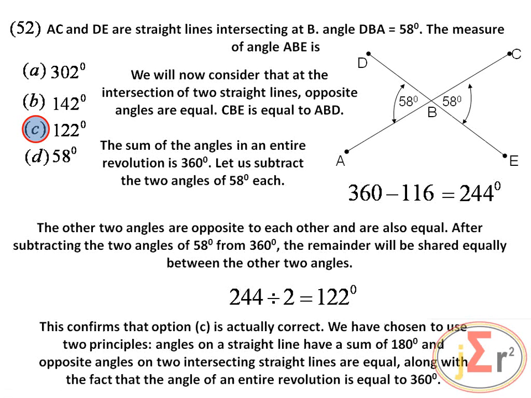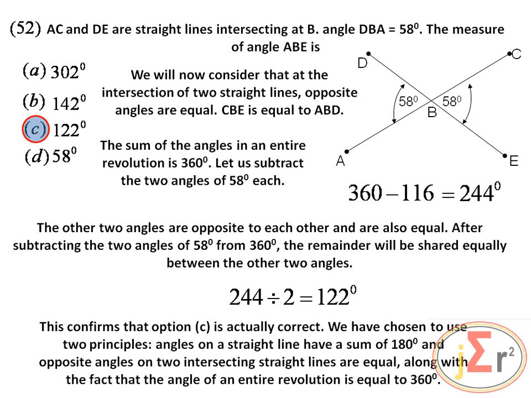We have chosen to use two principles. What are the principles? Angles on a straight line have a sum of 180 degrees. And what is the other one? Opposite angles on two intersecting straight lines are equal, along with the fact that the angle of an entire revolution is equal to 360 degrees.